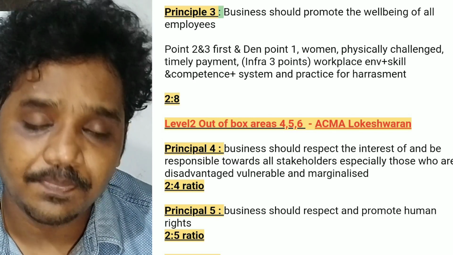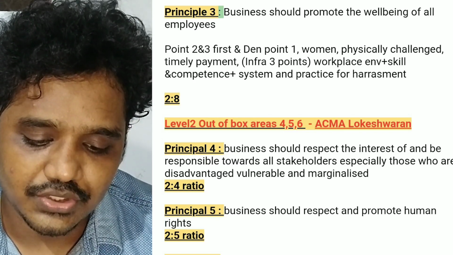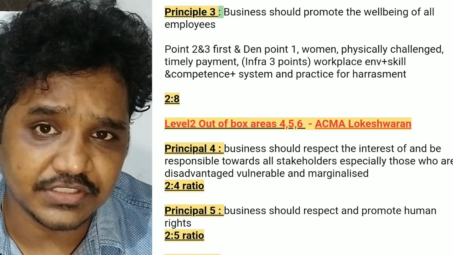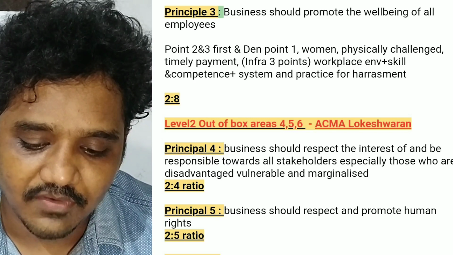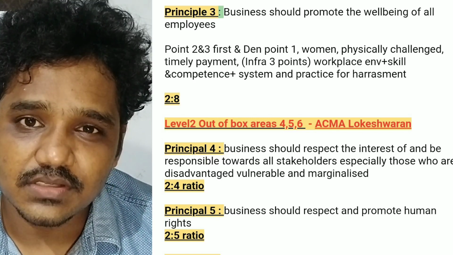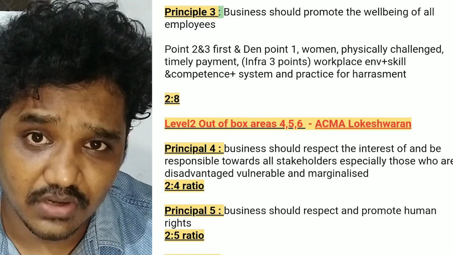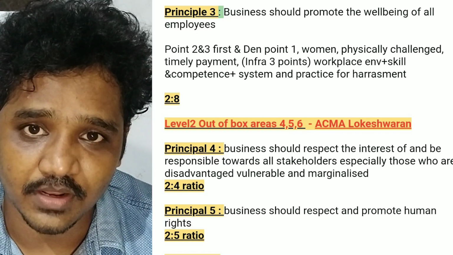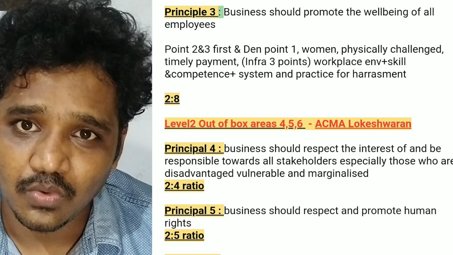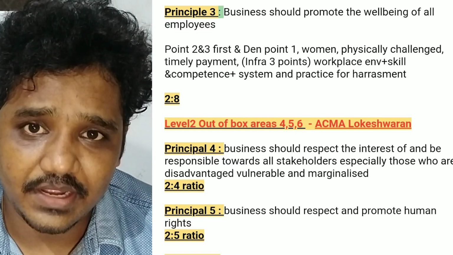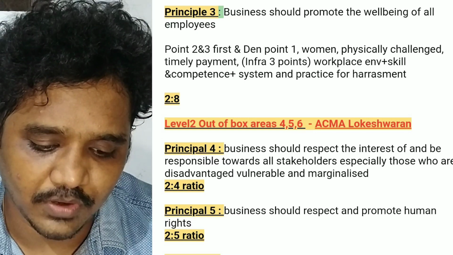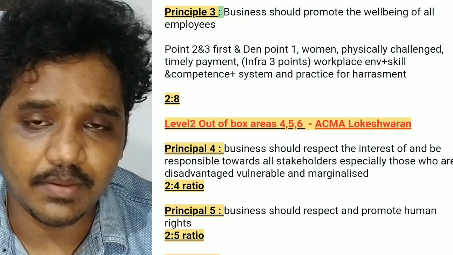So there are 4 points. Identify the stakeholders, acknowledge and assume responsibility, and the third point is special attention should be given to underdeveloped areas. And the last one is business should resolve differences with stakeholders in a just, fair, and equitable manner. Whenever there is an issue, you should treat all the stakeholders in an equal manner. That is the point.